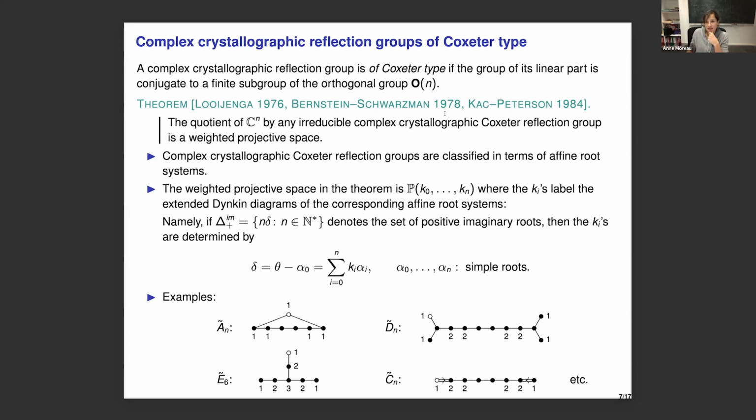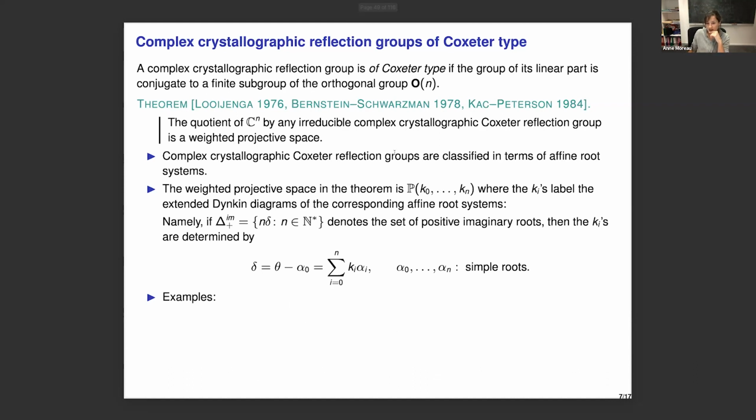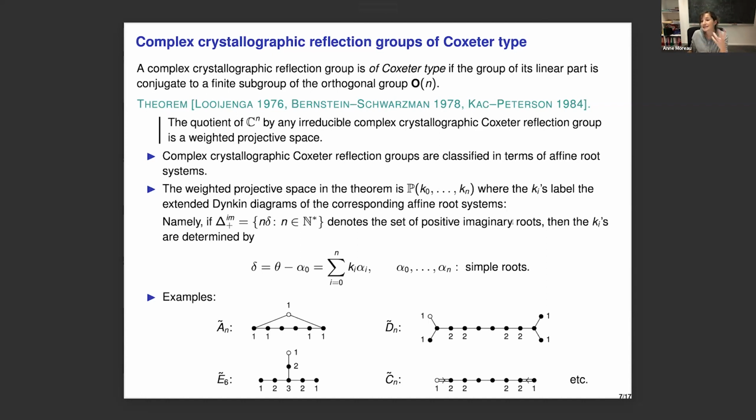Who did what. Actually Katz-Peterson considered all classical crystallographic Coxeter types. This means all Coxeter reflection groups associated with classical affine systems. What they prove is that the algebra of invariants, I will explain a little bit their strategy later, is a polynomial algebra using theta functions. And Bernstein and Schwarzman considered all cases, but their proof needs to exclude D_l for some reason. But together with Katz-Peterson, we have all cases. And Looijenda was the first, and he considered a subfamily of this family. So anyway, at the end, the proof is correct for all Coxeter reflection groups. All right. So any other questions?